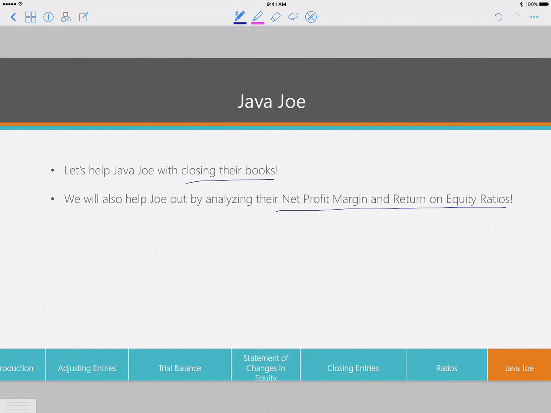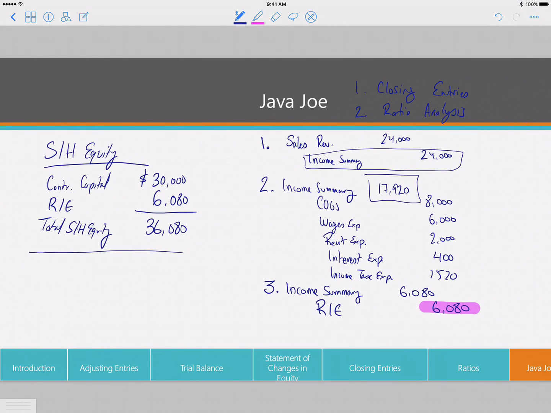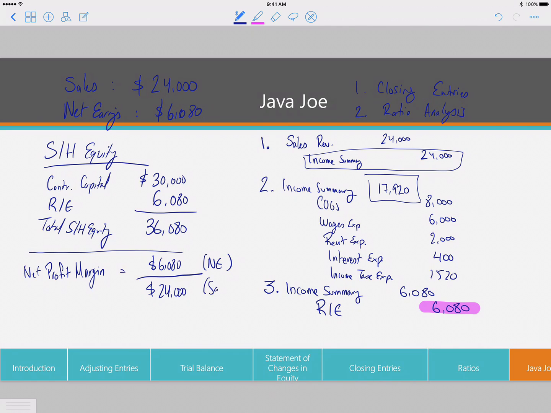And now we can actually calculate some of our ratios. So the two ratios that we said we were going to calculate was our net profit margin and our return on equity. So our sales revenue for the period were $24,000, and our net earnings, or our profit, were $6,080. So let's do our two ratios. So net profit margin. So that's $6,080, right? Our net earnings over 24,000, which is our sales revenue. And so 6,080 divided by 24,000 gives us a net profit margin of 0.2533 or 25.33%. So what does this mean? For every $1 of sales that the company has, we have 25 cents of profit.